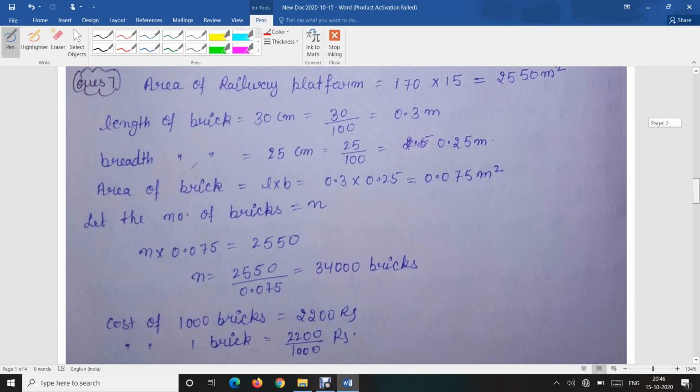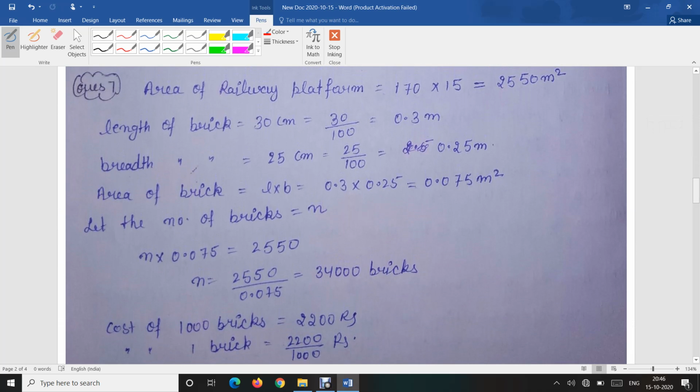To find out the number of bricks, first of all you have to find out the area of the railway platform. It is 170 meter long and 15 meter wide, that means 170 multiplied by 15, which gives 2550 meters square.